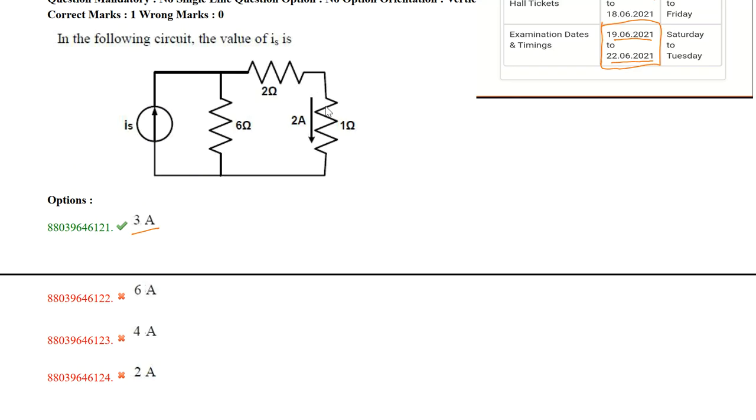First thing is, current is flowing here. Just assume that current is flowing, plus or minus. You know the 2 ampere current through the 1 ohm resistor means it is 2 volts. Why? Because V is equal to I into R, the product. The same current will flow here. How much voltage will be here? It is 4 volts.